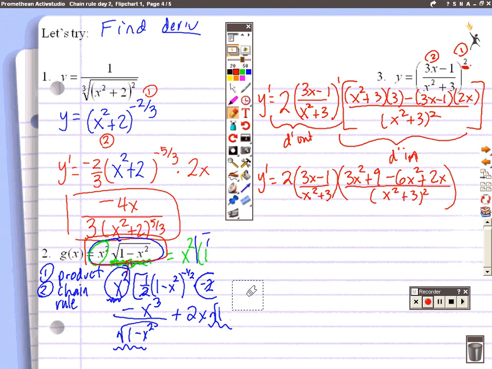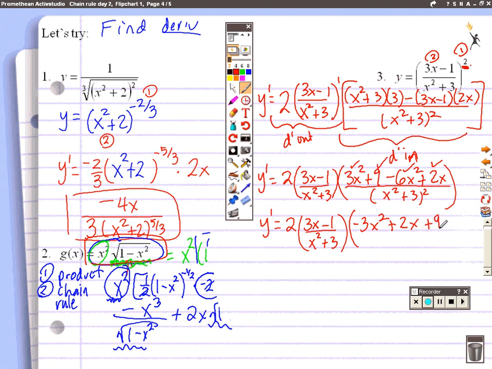Cleaning that up, let me erase this down here because I'm going to need the space, I'm pretty sure. Alright, so cleaning that up, I have y prime, or the derivative, equal to 2, still going to leave that out for now, times 3x minus 1 over x squared plus 3. Isn't this fun? So 3x squared minus 6x squared gives me negative 3x squared plus 2x plus 9, I think I got everybody, over x squared plus 3 quantity squared.